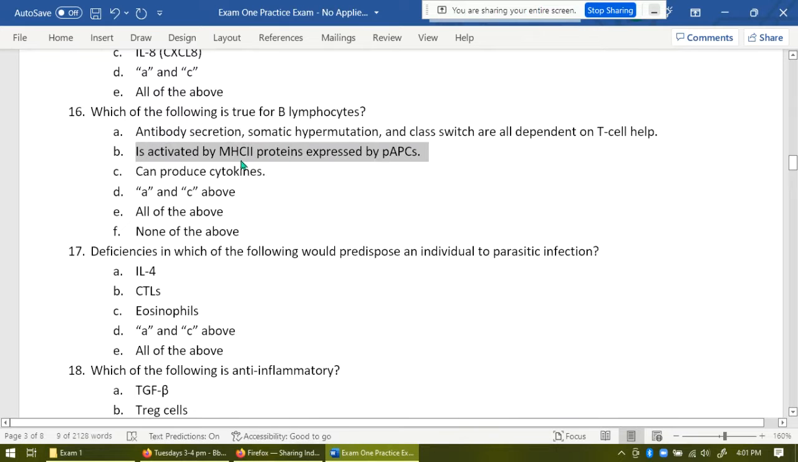B lymphocytes are activated by MHC2 proteins expressed by antigen presenting cells. That one is false. B cells do not respond to MHC2. T helper cells, CD4 positive T cells, they respond to MHC2. Okay? B cells actually express MHC2, and they use it to present antigen to T helper cells. Can produce cytokines. That one is 150,000% true. T cells are actually a pretty important source of cytokines, something that's kind of overlooked a lot of the time.